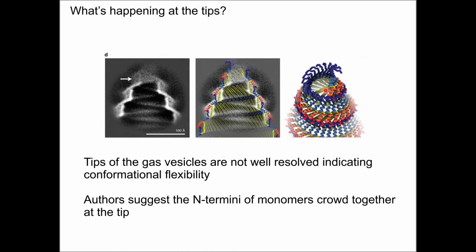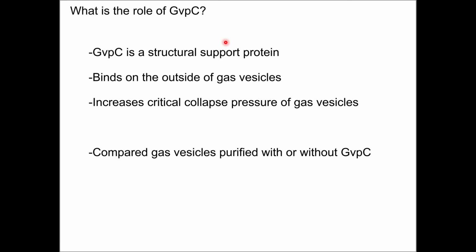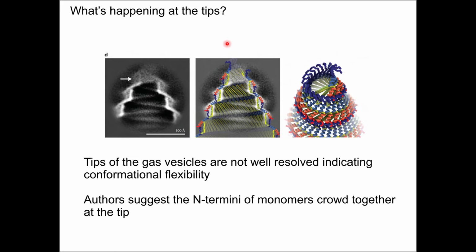They present a model of what they think is happening here. Their ultimate conclusion is that the tips of the gas vesicles are not well resolved, indicating flexible conformations of the monomer there. The author suggests that the N-terminus of the monomers crowd together at the tip. And because the N-terminus is quite flexible, it would be really difficult to get a really good structure there. So that's the best that they can answer, although it does look like it's not fully closed at the tip. I don't know. Yeah, certainly can't figure it out from that.